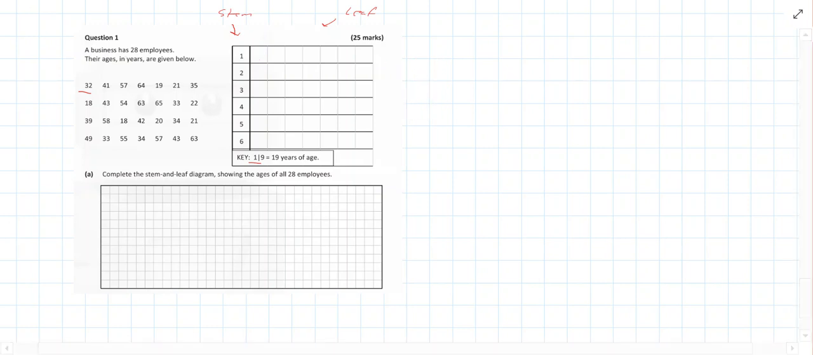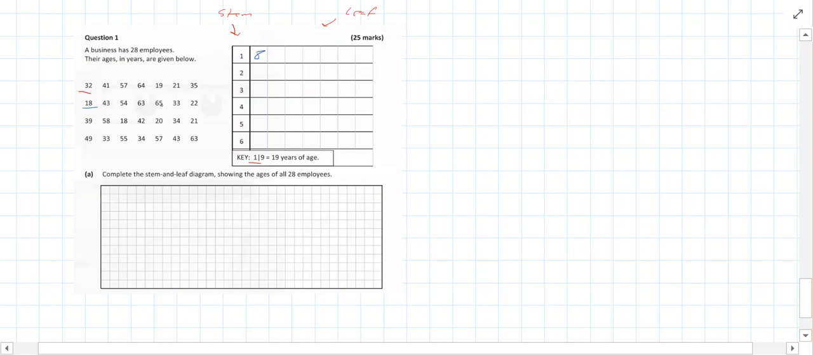So what you need to start doing then is taking this information and putting it onto this stem and leaf diagram. So if we have a look here, we're going to be looking for all the numbers that start with 1. First of all, we have 18. So the 1 of the 18 is represented here in the stem, and then we just put the 8 in here like this.